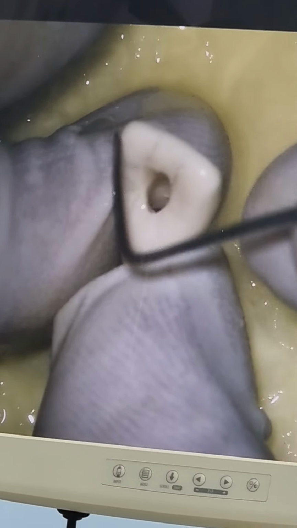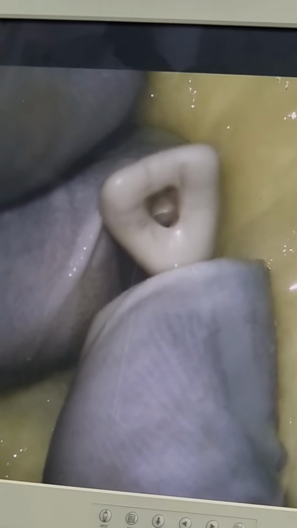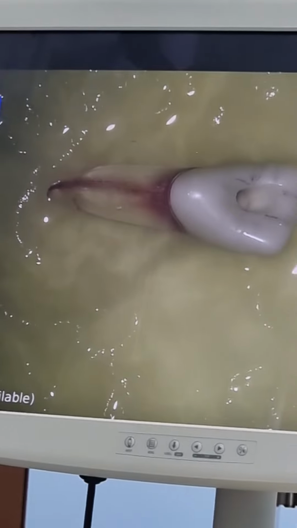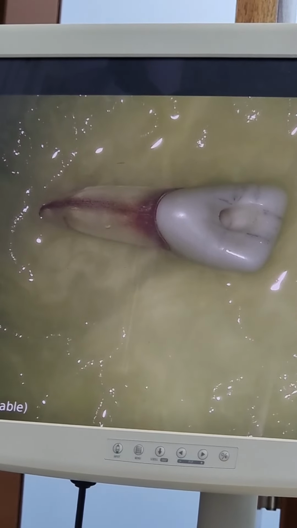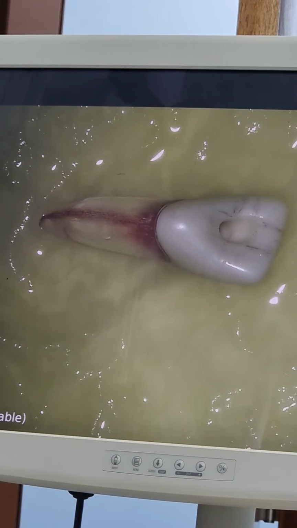The mesial and distal. So what is the next step now? I have entered the pulp and finished the de-roofing. Now I will go to the third and final part of my access cavity preparation. What is that? Coronal flaring and lingual shoulder removal.